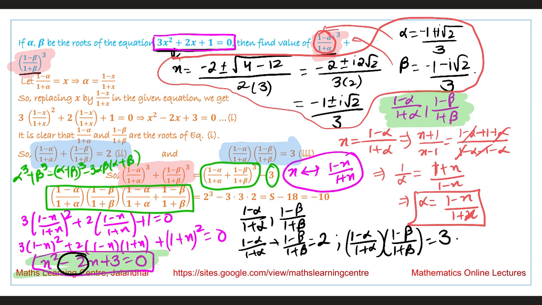We have the value of all these terms. We have the value of alpha plus beta, that is 2. We have the value of 1 by alpha, alpha minus 1 over 1 plus alpha into 1 minus beta into this, the value we have is 3, and again the sum of these two values is 2. On solving all these values, the answer we obtain is equal to minus 10. So this is the answer we obtain for this expression.